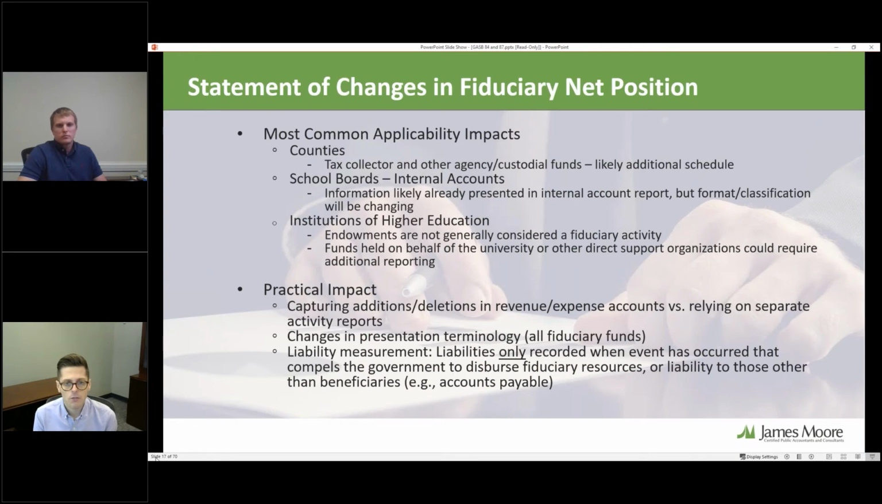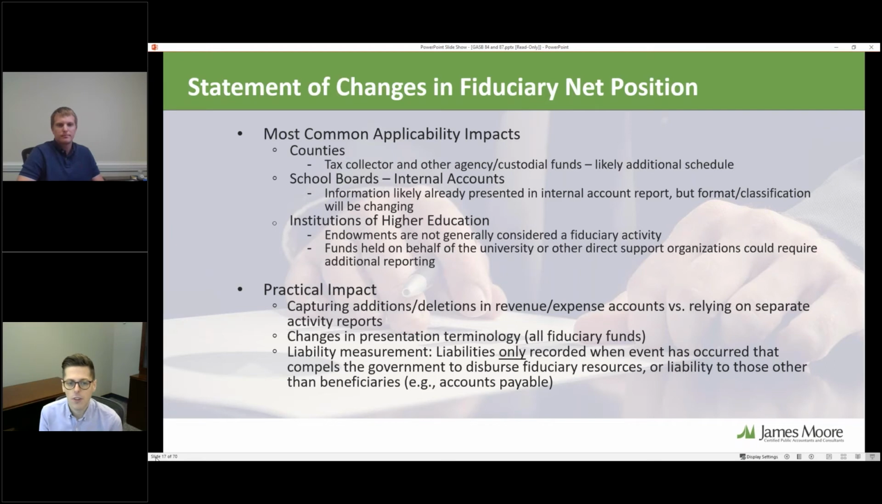So the statement of changes in fiduciary net position is going to be the most common applicability impact. For counties, tax collectors, and other agency custodial funds, they're likely going to need that additional schedule. For school board internal accounts, the information may already be presented in the internal account report, but the format might need to change. So that might be one where you need to get with the accountants you're working with to make sure you're presenting that appropriately. You probably have the data you need to update that, but again, you may have to change that formatting.